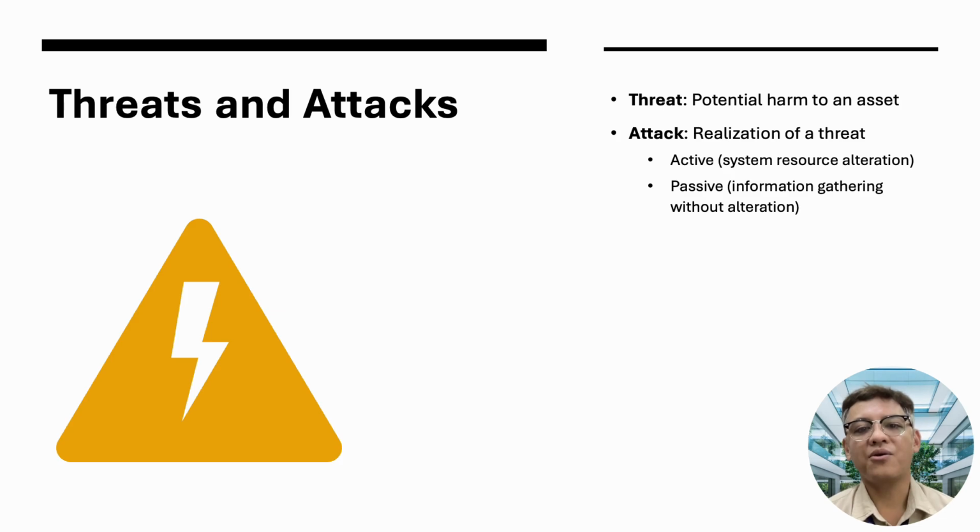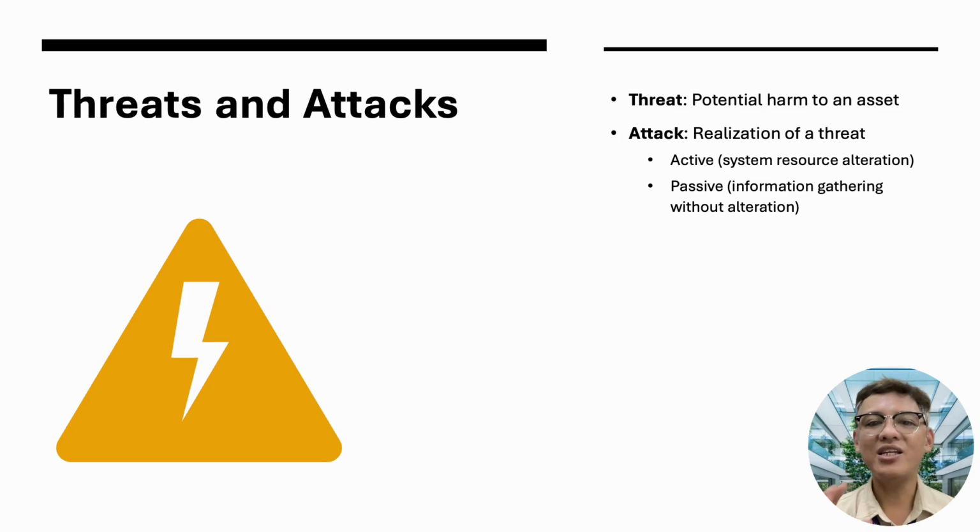In the context of computer security, understanding threats and attacks is crucial. A threat refers to a potential danger that might exploit vulnerabilities in our systems or data. In contrast, an attack occurs when that threat materializes into actual harm. Attacks can be categorized into two primary types.